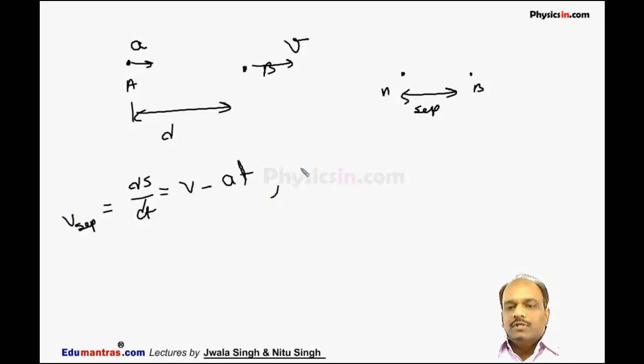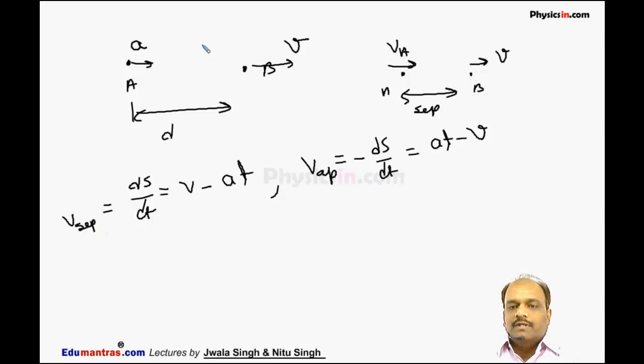If I say velocity of approach, then velocity of approach is minus ds by dt. In that case, the velocity of A at that instant is more than the velocity of B. If VA is greater than V, then the separation between these two starts decreasing. So in that situation, I will write it as at minus V. So this is the velocity of approach and this is the velocity of separation. If V is greater than at, then the separation between these two is increasing. If at is greater than V, then in that situation the separation between A and B is decreasing.